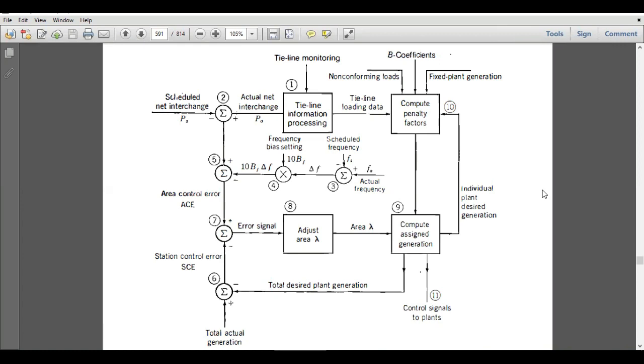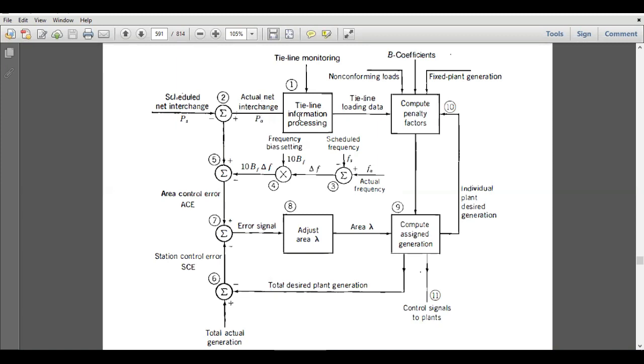In this lecture, I will discuss computer-based automatic generation control. In order to understand it, you have to understand this block diagram. In this block diagram, you can see several blocks. Here we have scheduled net interchange, which is actually PS. Here we have actual net interchange, which is equal to PA.